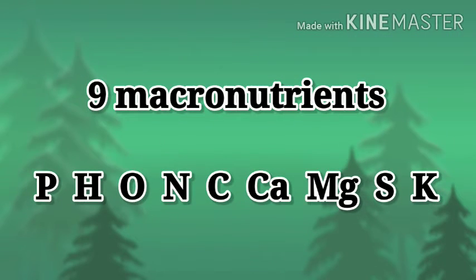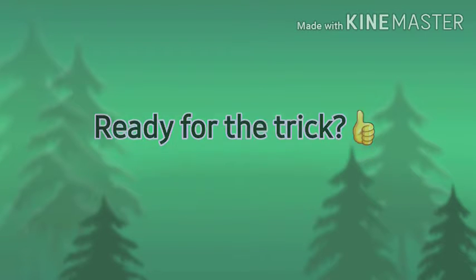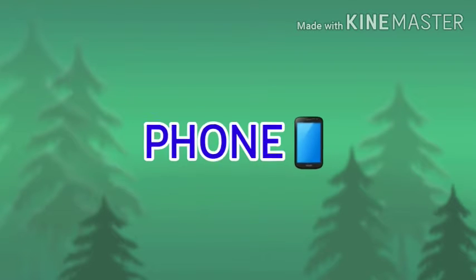There are 9 macronutrients for plants. They are, as you can see here, phosphorus, hydrogen, oxygen, nitrogen, carbon, calcium, magnesium, sulfur, and potassium. Now here comes the trick. These elements are essential for a plant's life. But for us, what is an essential element? Of course, it's a phone.